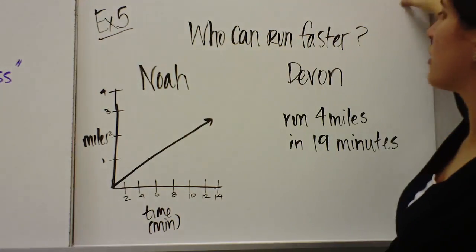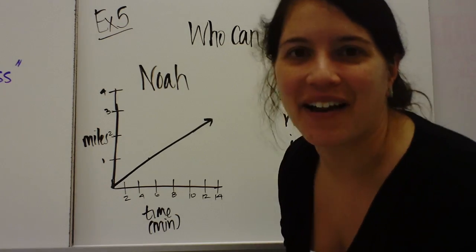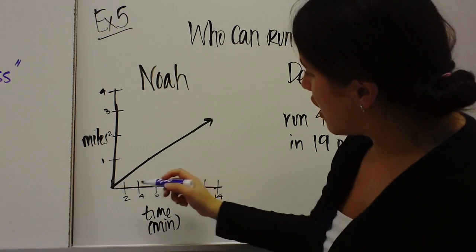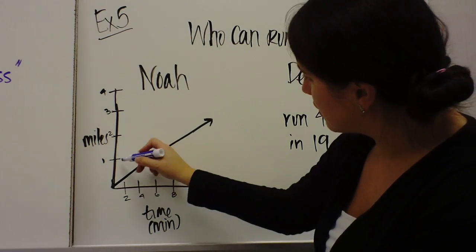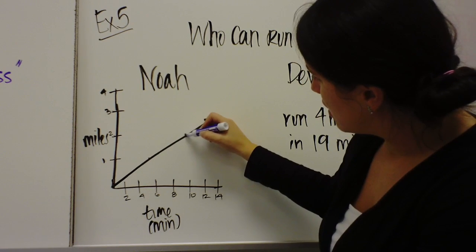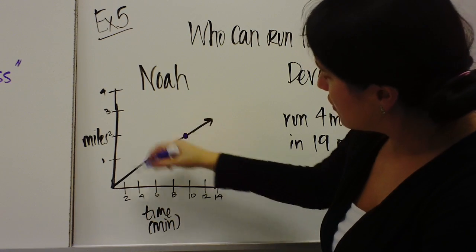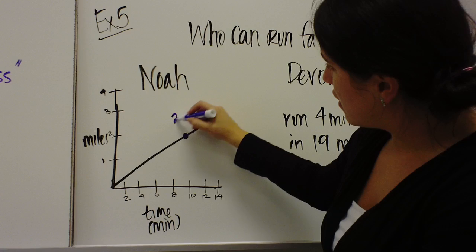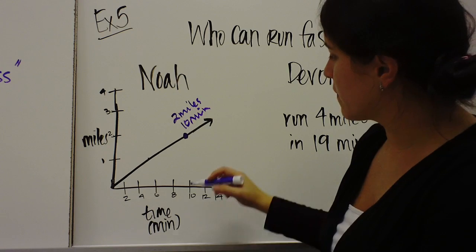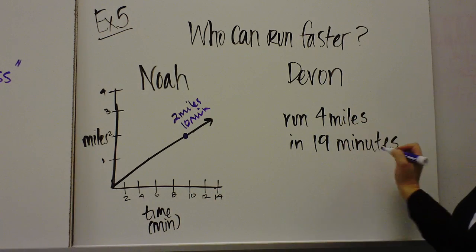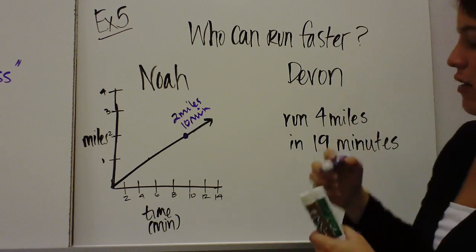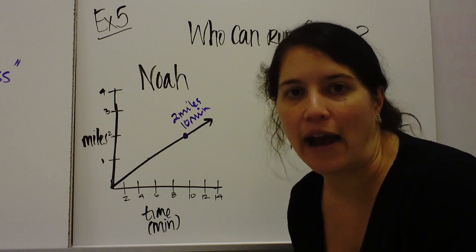Alright, so example 5, who can run faster? So I made this up about Noah and Devin. So Noah can run, here's a graph, and Noah can run, let's see, right here, 2 miles in 10 minutes. And Devin can run 4 miles in 19 minutes. So my question to you is, who can run faster, and then how do you know? Who can run faster, and how do you know?